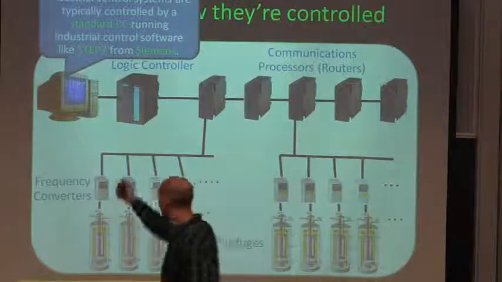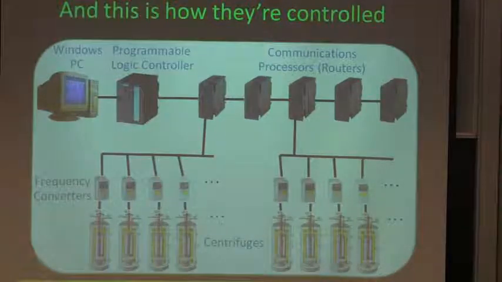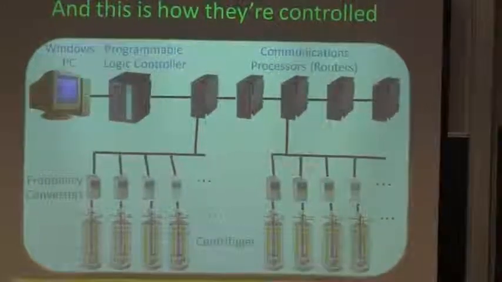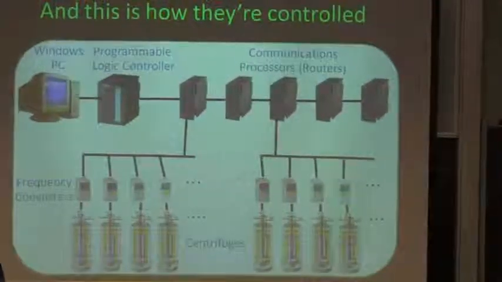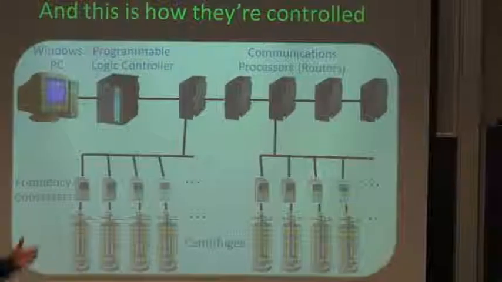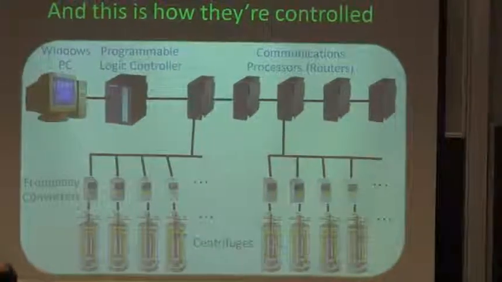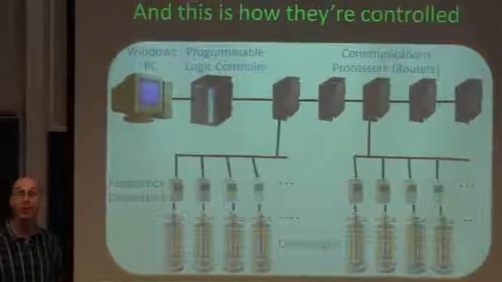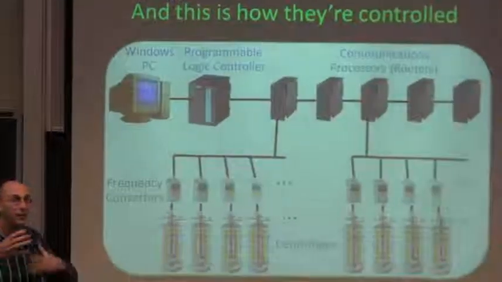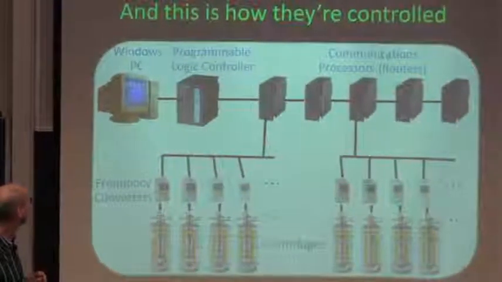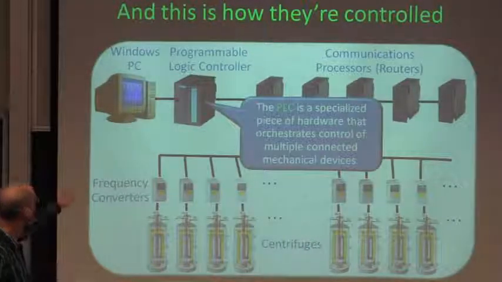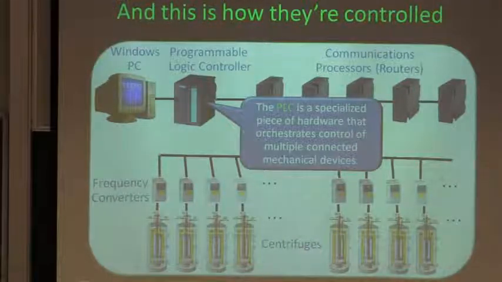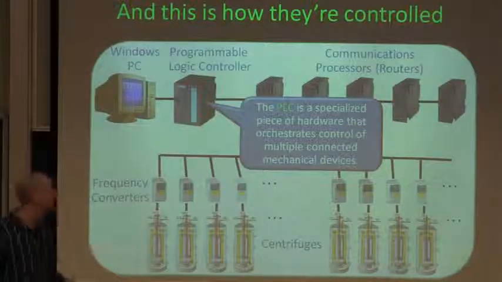Now the Windows computer is directly connected by a wire to something called a PLC, or programmable logic controller. This is a separate piece of hardware. It's a separate CPU, a separate chip, a separate box. It's not at all related to a Windows PC, and it runs effectively embedded software. It runs its own machine language, its own assembly language, its own software in order to control this entire system. Okay? So there's the PLC. It's a specialized piece of hardware that orchestrates control of all these connected devices.